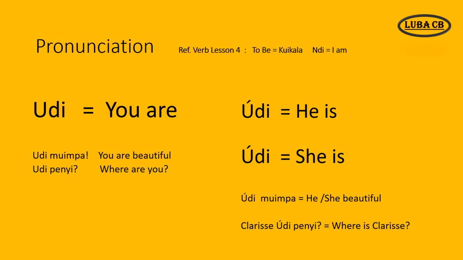Let's start with you are. Uji, Uji, Uji. Okay, again, you are three times. Pause and then he and she is three times. Here we go for you are. Uji, Uji, Uji. Good. I'll say you are beautiful. Uji Mwimpa. He is or she is beautiful. Uji Mwimpa. Good job.